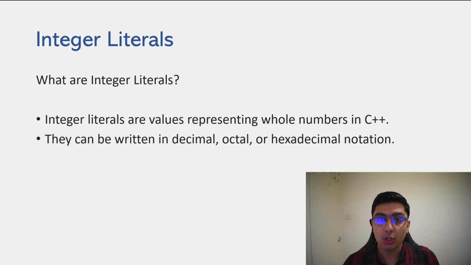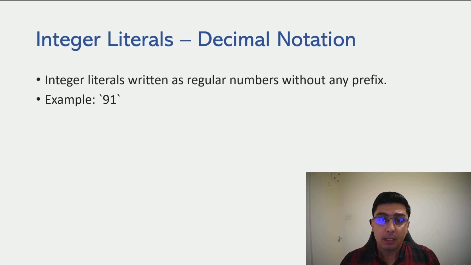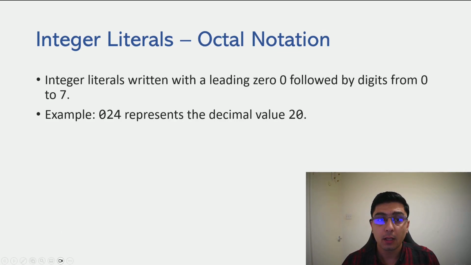Let's explore each of them. First up is the decimal notation. That is the standard way of writing integers without any fancy prefixes. For instance, the number 91 is an integer literal in decimal notation, written simply as 91. Next, we have the octal notation. It's denoted by a leading 0 followed by digits ranging from 0 to 7. For example, 024 is an octal literal representing the decimal value 20.